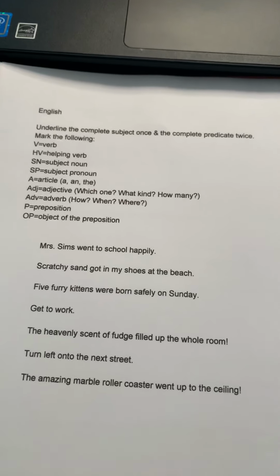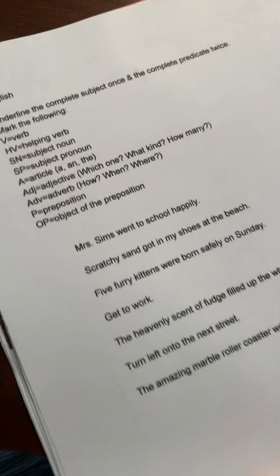So we will start. Sorry, I had to open my markers. With the first sentence: Mrs. Sims went to school happily. And that's usually true. I usually am happy when I'm going to school.